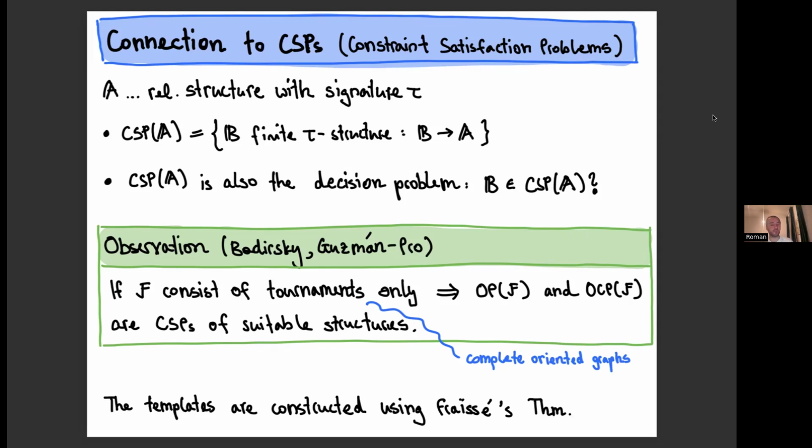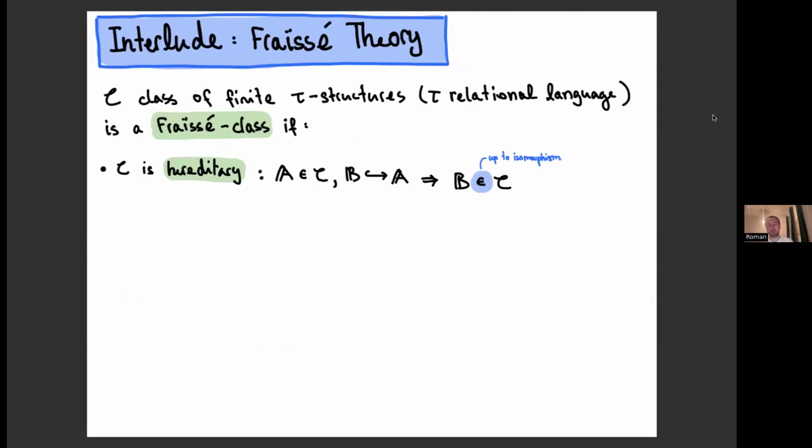I think it's nice to see how the construction works, because it's quite elementary, and personally I think Fraïssé's theorem is a very nice result. So I'm going to briefly introduce it, not in its full generality, but rather a version which is used for our purposes. So what does Fraïssé's theorem say? First we need to define what a so-called Fraïssé class is.